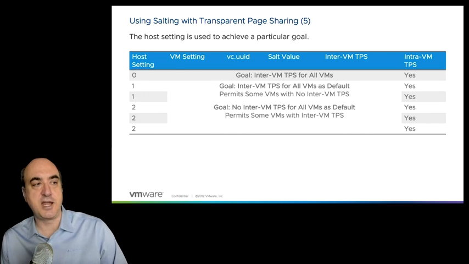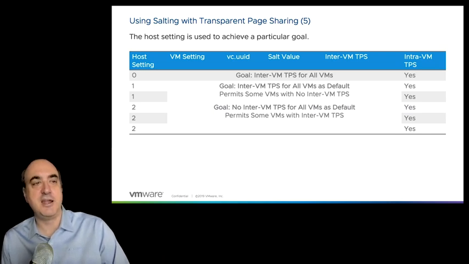It says, kind of the general concept here. Setting this host setting to 0 simply says you want to do inter-VM page sharing for everybody, the way it was back in the beginning. If you set it to 1, you're basically defining you want inter-VM page sharing as a standard, but we'll block on a per VM basis. Or if you set it to 2, that's the opposite. We're basically going to block inter-VM page sharing as a standard and allow for a couple VMs. So you have some choices here in how you implement this.